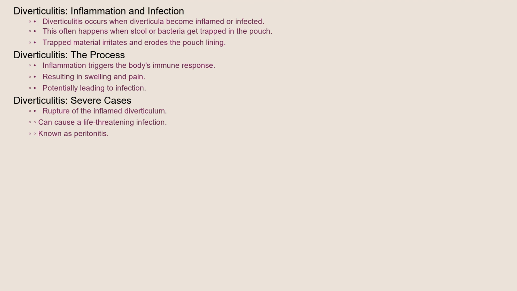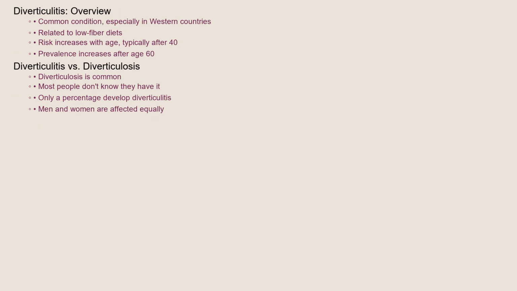Diverticulitis occurs when one or more of these diverticula become inflamed or infected. This often happens when stool or bacteria gets trapped inside the pouch. This trapped material can irritate and erode the pouch lining, leading to inflammation and potentially infection. The inflammation triggers the body's immune response, causing swelling, pain, and other symptoms. In severe cases, the inflamed diverticulum can rupture, leading to a potentially life-threatening infection of the abdominal cavity, known as peritonitis.